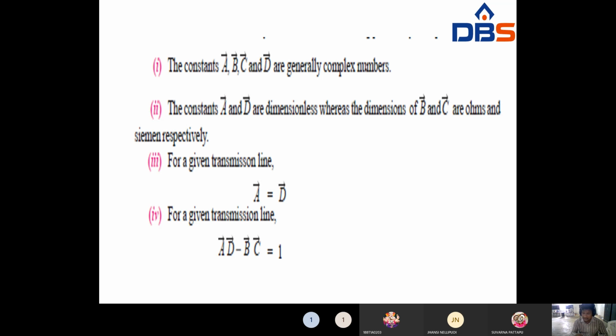Sometimes they give it in multiple choice as minus AD plus BC is equal to minus 1. We just remember AD minus BC equal to 1, but they confuse it as minus AD plus BC equal to minus 1. It is also correct, right? So these two properties must be satisfied by the transmission line constants, right?